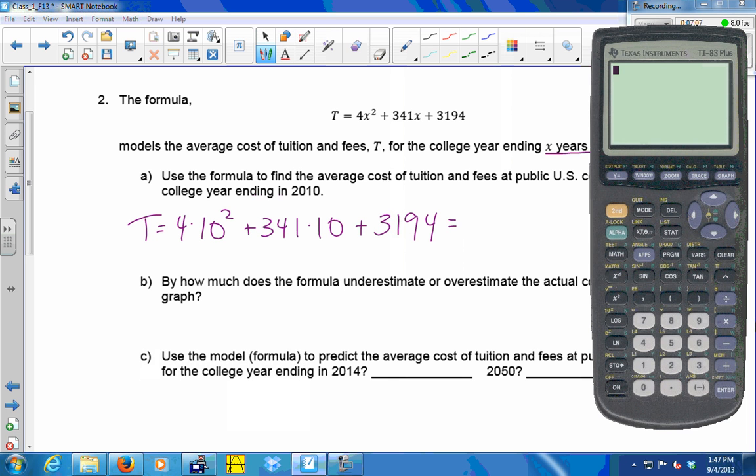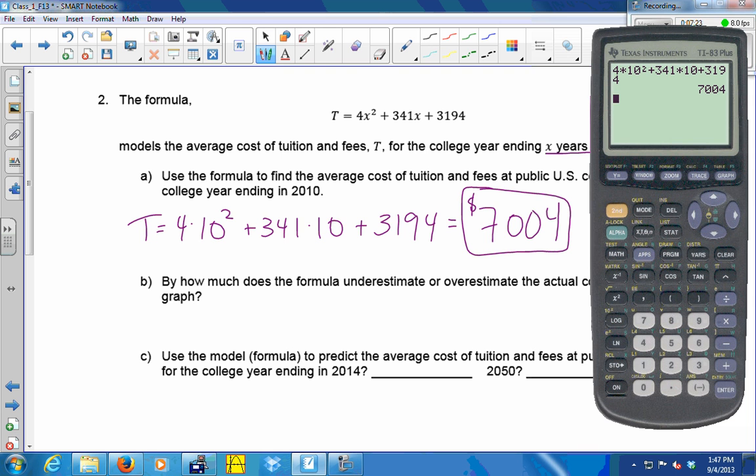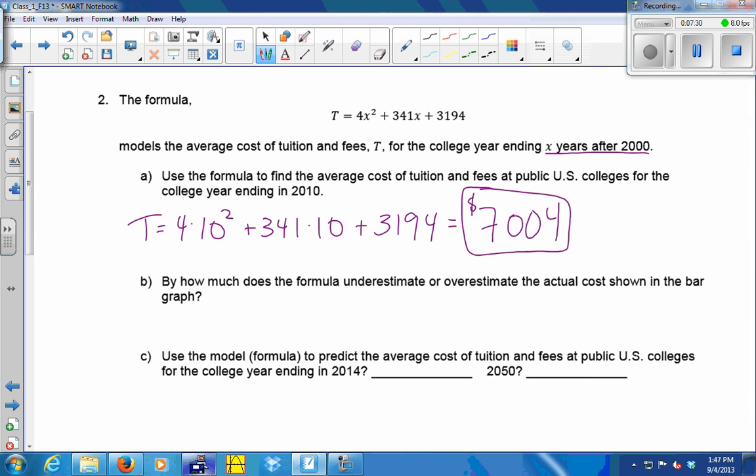Okay, so 4 times 10 squared plus 341 times 10 plus 3194, that's $7,004 tuition in 2010 based on the model. So that's what the model predicts for 2010. We have a mathematical model. It's just an invention by humans meant to help us make predictions.